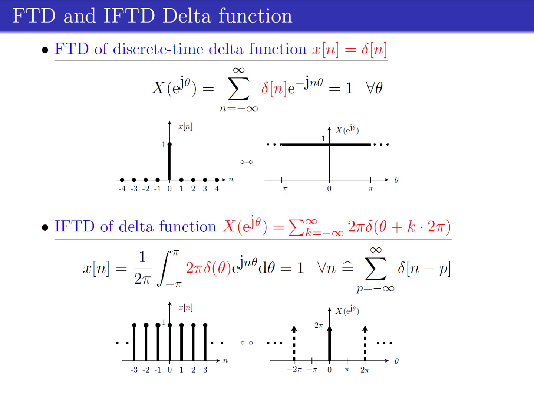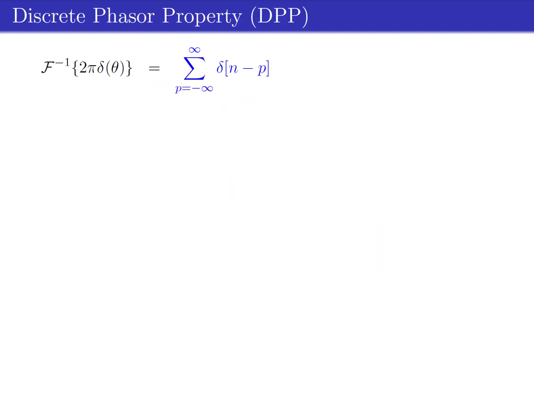Finally, note the difference between a discrete and a continuous delta function. The first one has a finite value for one index, while the second one is infinite at one time instant. From the previous result, it follows that the inverse DTFT of 2π δ(θ) results in an infinite train of discrete time delta functions.